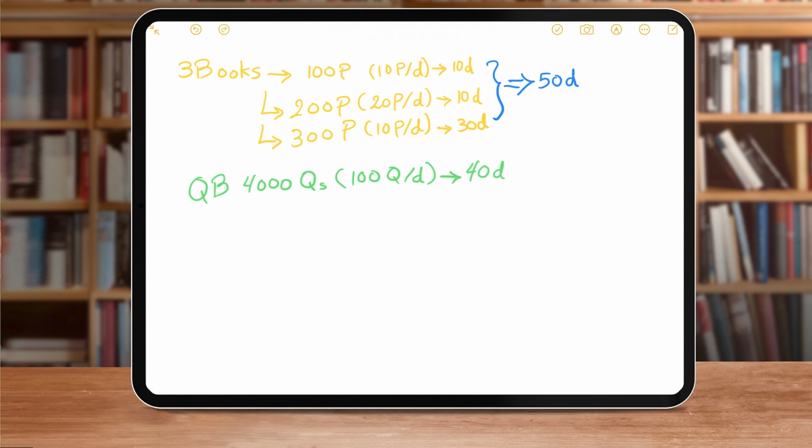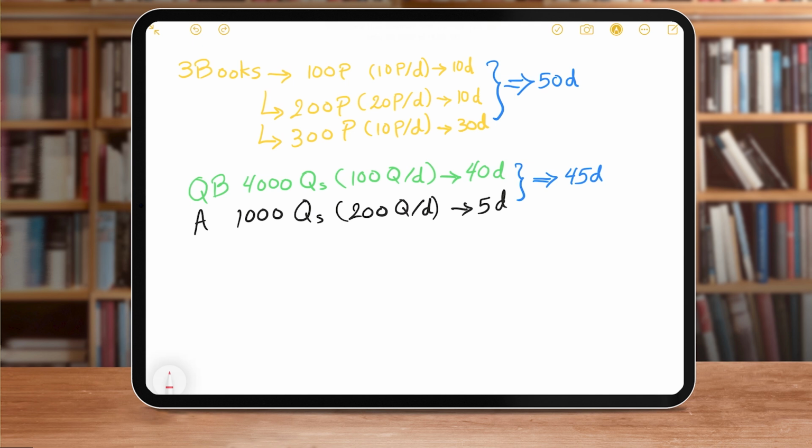And let's say in addition to the question banks, you have some assessment tools or prior questions of the exam, and these are around 1,000 questions. These are assessment tools, and you finish around 200 questions a day because these might not have explanations and might not need that much time. So that means you can finish these assessment tools in 5 days. So for both question banks and assessment tools, you need a total of 45 days.